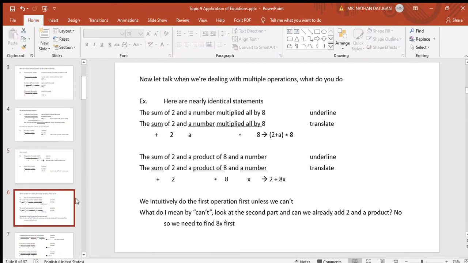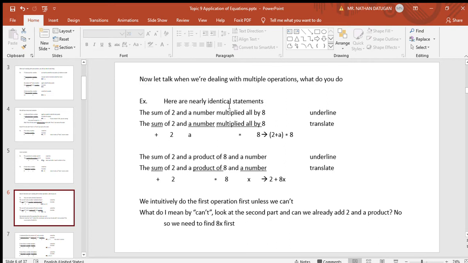So now what do we do when we're dealing with multiple operations? Word problems not only indicate one operation, sometimes they give you two operations. So how do we translate that? Well, here, let's have an example.